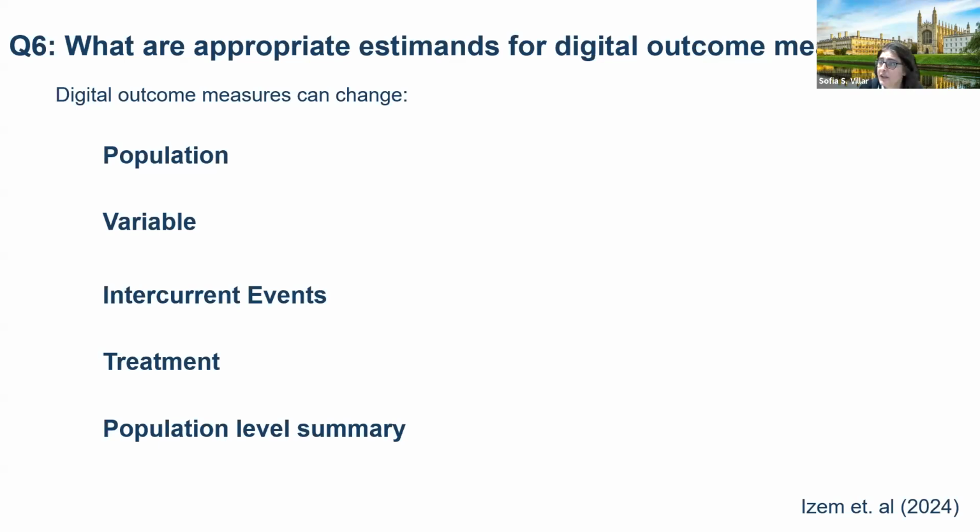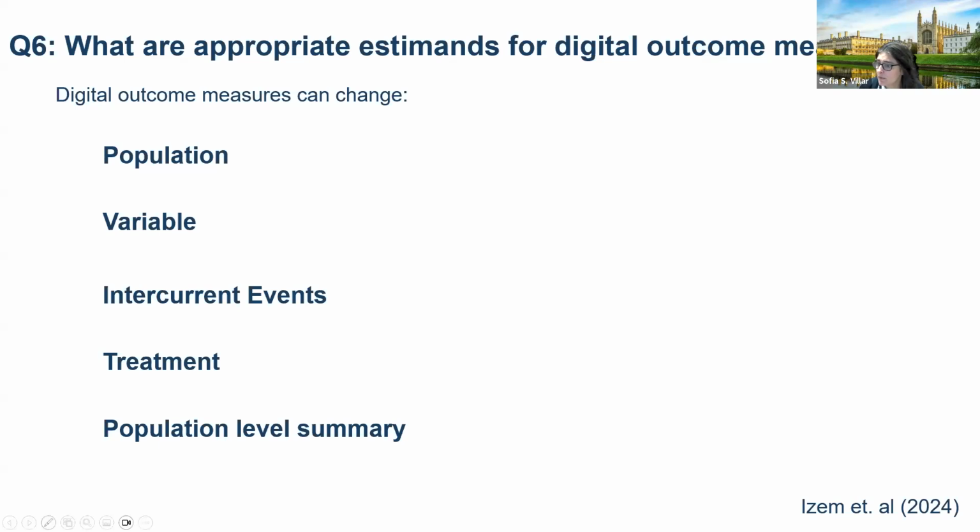So the next question that we have is what about the appropriate estimands when we are changing from a traditional outcome measure to a digital outcome measure? Estimands can be used in studies with the intention of better interpreting the treatment effects. And we all know that the addendum to the ICH-E9 recommends their use and describes the framework as part of the study. And usually describing an estimand involves specification of these 5 attributes: the population, the variable, the intercurrent events, the treatment, and the population level summary.